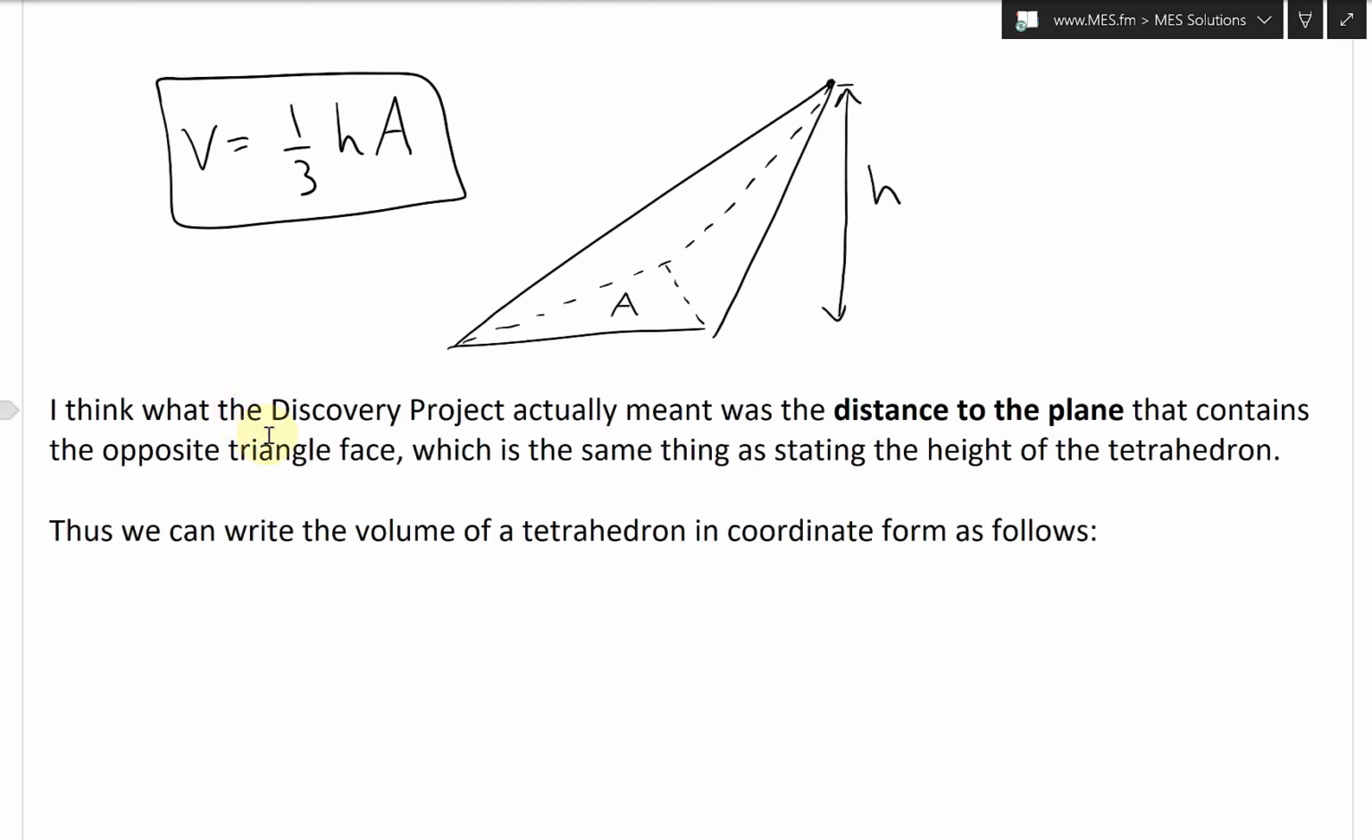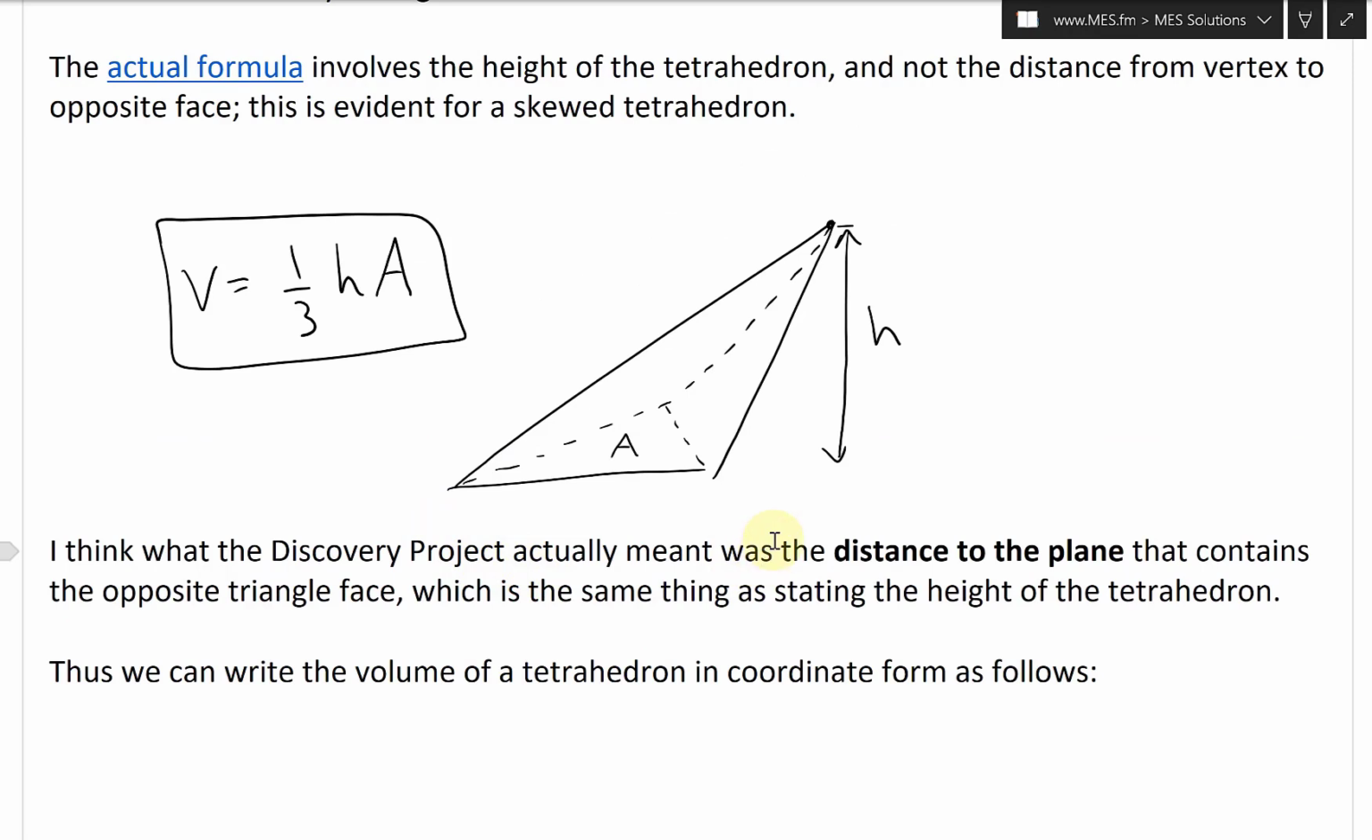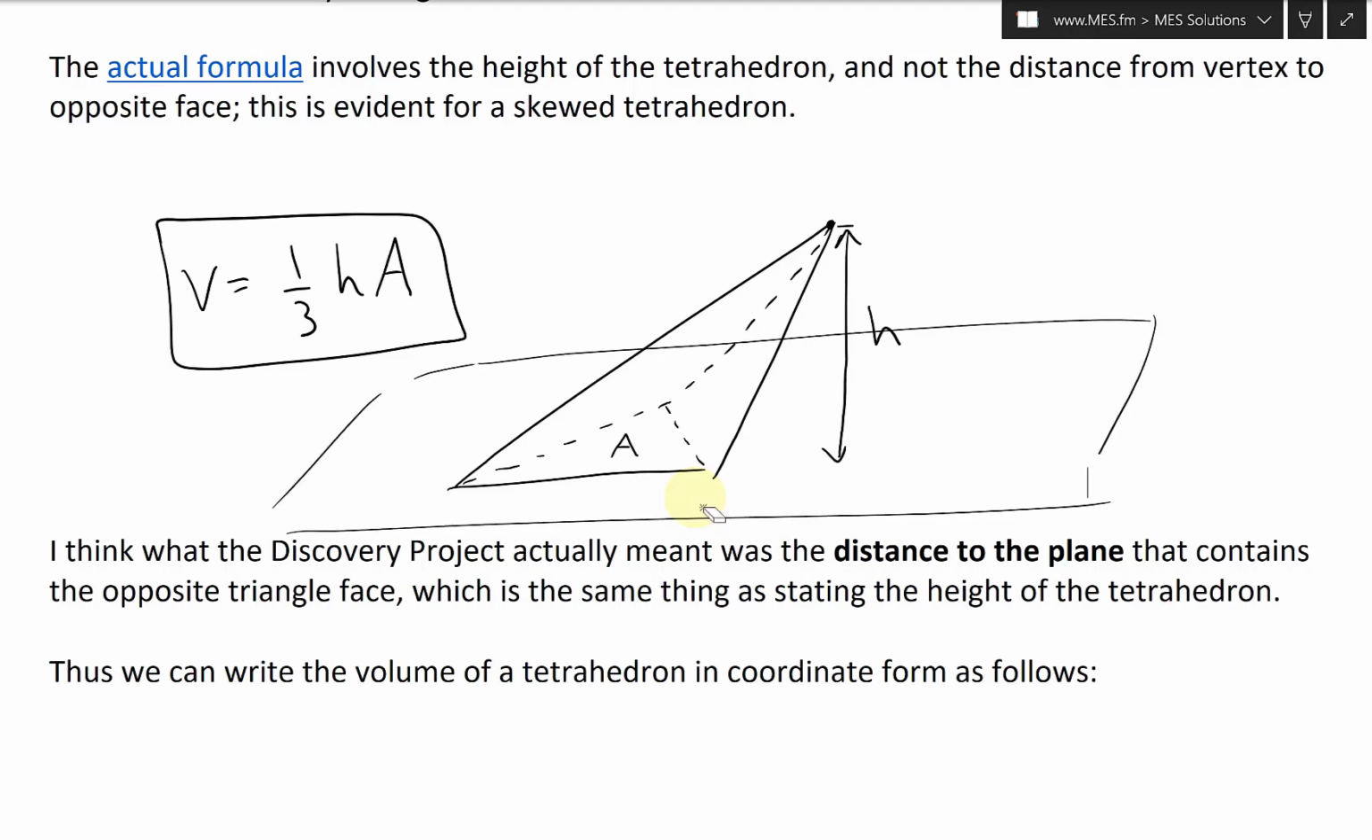All right, and going further, I think what the Discovery Project actually meant was the distance to the plane that contains the opposite triangle face, which is the same thing as stating the height of the tetrahedron. So this distance right here is the same as the distance from this point to the opposite face, or to the plane that consists of this opposite face. If we had a plane like that, in 3D, and this triangle is inside this plane, so the distance from that plane that contains a triangle to that point. I think that is what they were considering. Let's erase all of this.